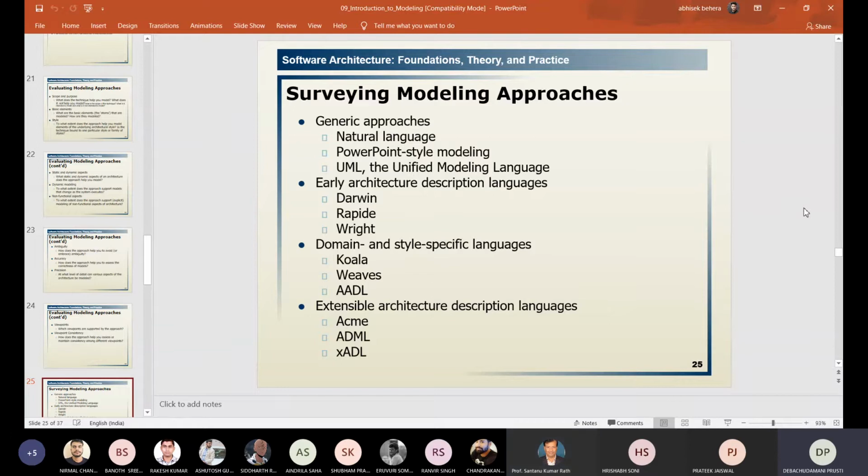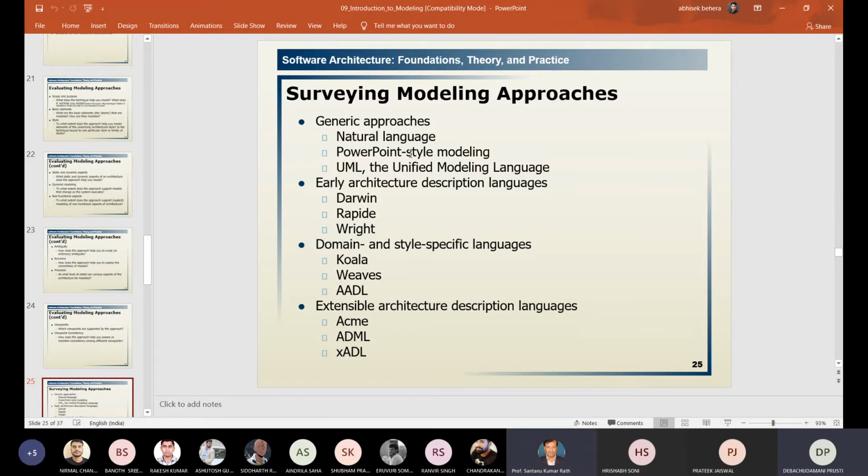Then the domain and style specific languages: Koala, Weaves, and AADL, the Architecture Analysis and Design Language. Then the extensible architecture description languages, or xADL. Here we will cover ACME, ADML, the Architectural Description Markup Language, and the extensible architecture description language. So first the generic approach, the early architecture description languages, the domain and style specific languages, and the extensible architecture description languages.